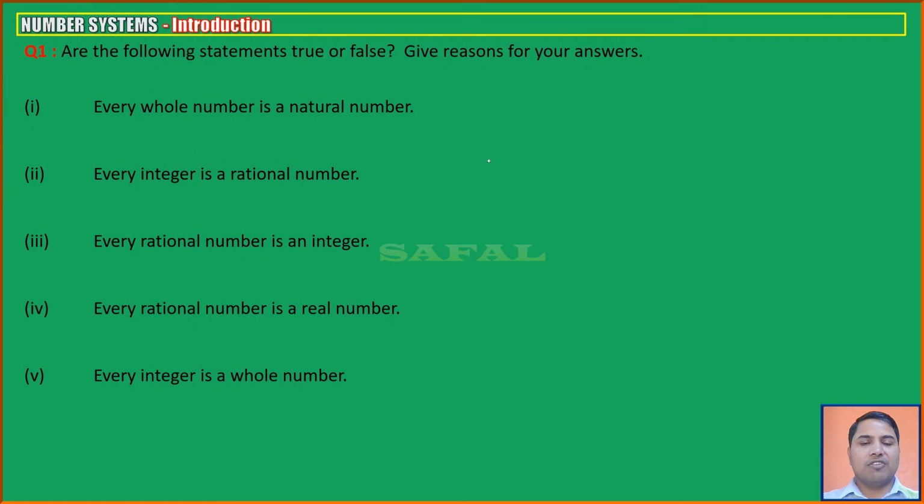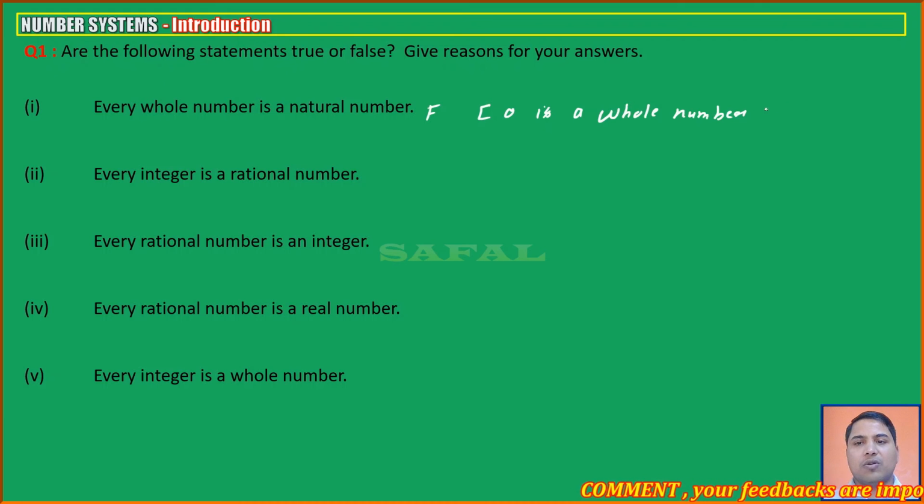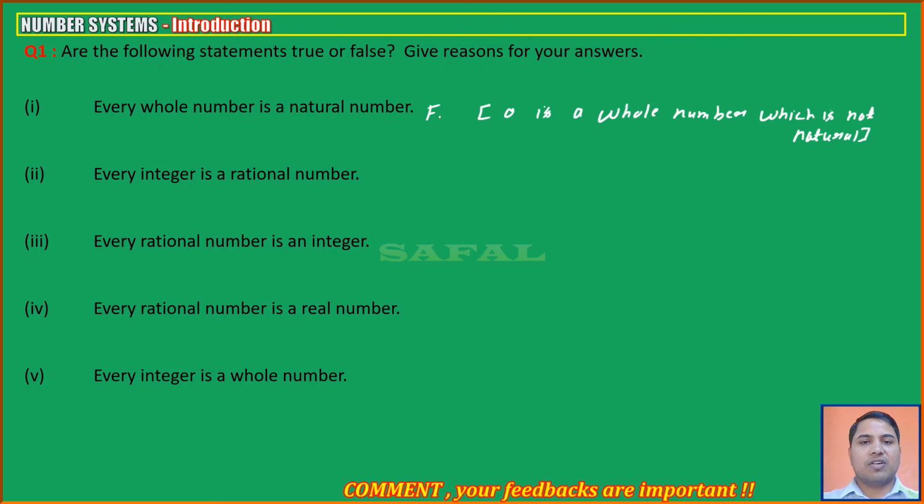Now I have taken a very basic question. State true or false, also give reason for the same. Every whole number is a natural number. So this is going to be a false statement. Already I told you. Why false? Reason I can give, 0 is a whole number which is not natural. So this is going to be a false statement. That's why I have written F.